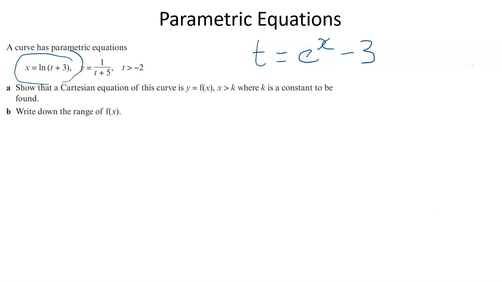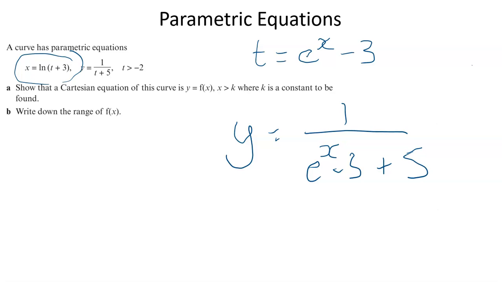And now we can just substitute that into y equals, and we get y equals 1 over e to the x minus 3 instead of the t, plus 5. Well, of course, we're not going to leave it like that. We can simplify the 5 and the minus 3 to give plus 2. So this is quite nice now. We have it in a nice little formula, y is a function of x, but we do have this situation where we've got to say x has to be greater than k.